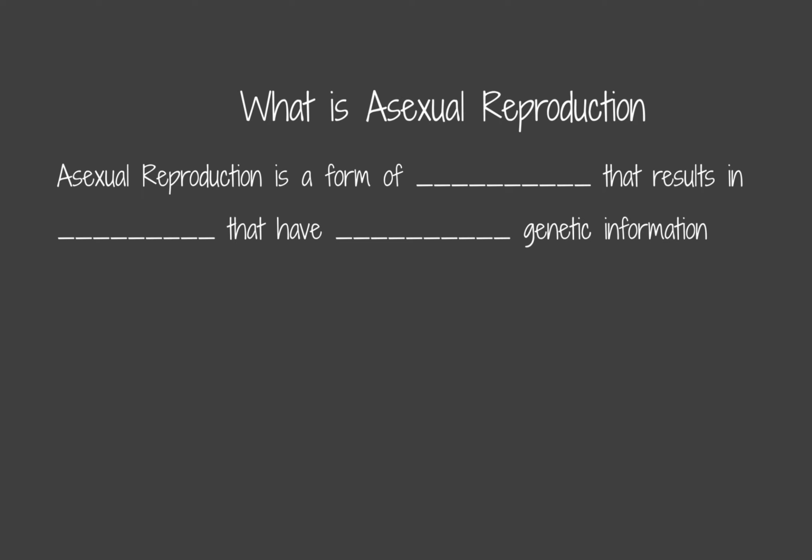Asexual reproduction is a form of reproduction. And reproduction is making more copies of an organism, and it results in offspring. Offspring are like the children. Offspring that have identical genetic information. And a word you might be familiar with is essentially that this is a clone, right? If we have all offspring that are genetically identical, then those are clones of one another.